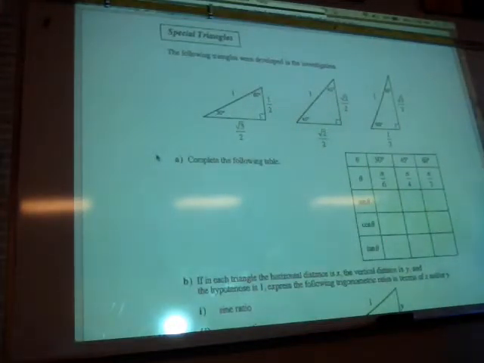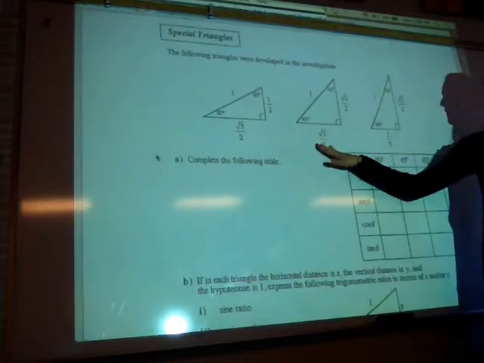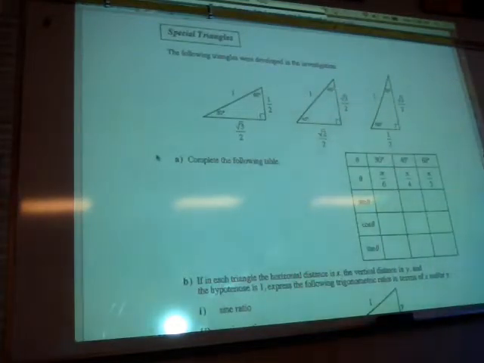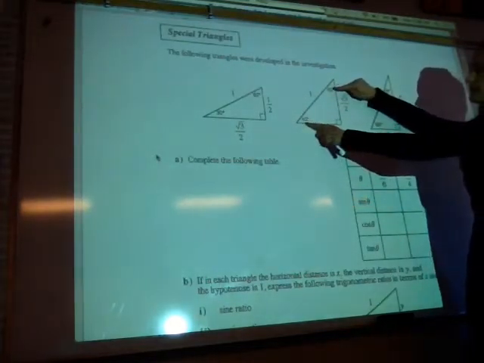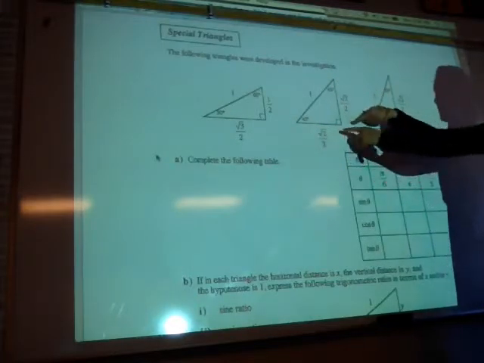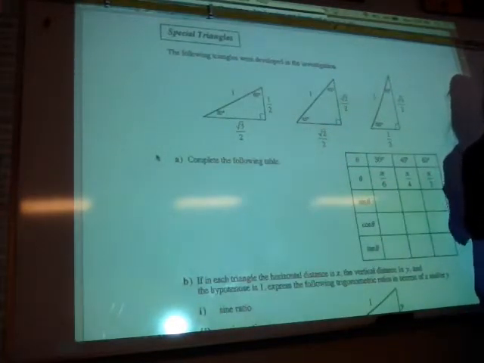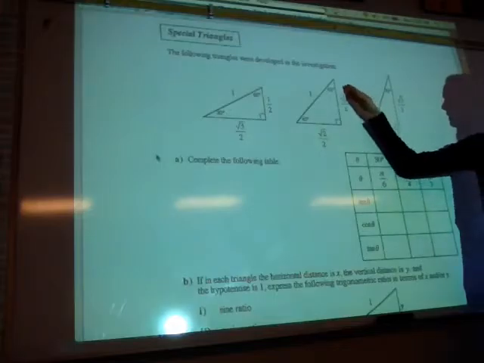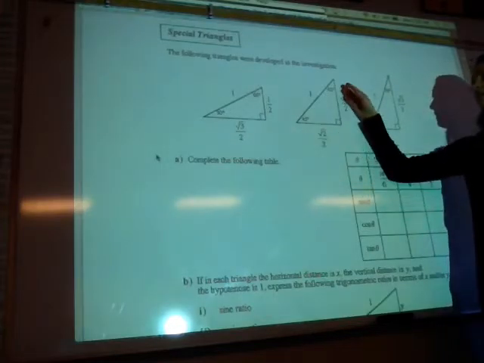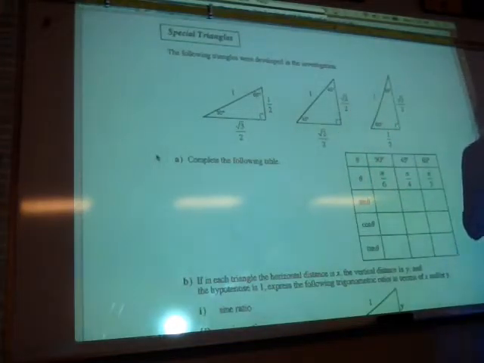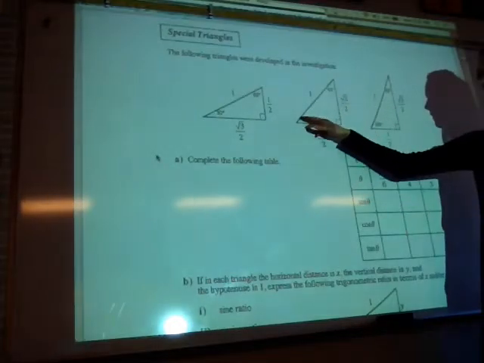What do you guys notice about the 45-degree triangle? Okay, so we have two angles that are the same, which means we have two lengths that are the same. Okay, for 45 degrees, your side lengths, x and y, will always be the square root of 2 over 2, with the hypotenuse of 1.